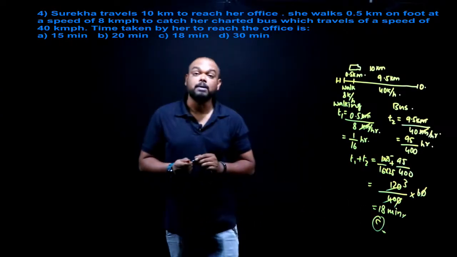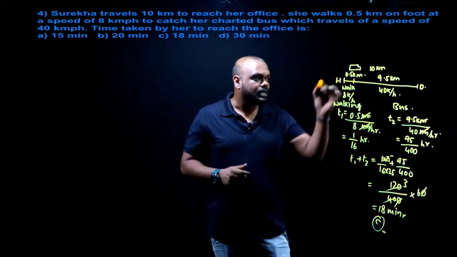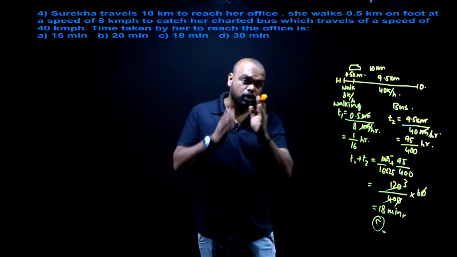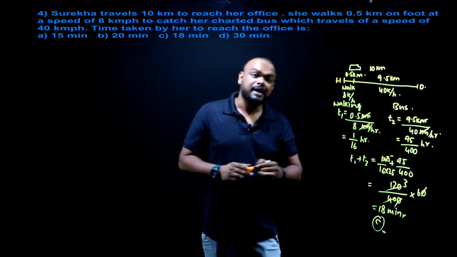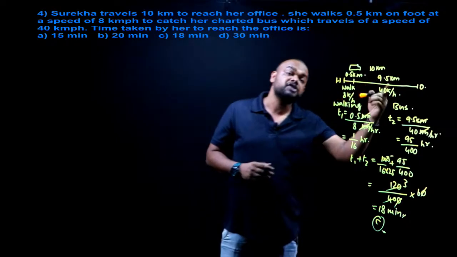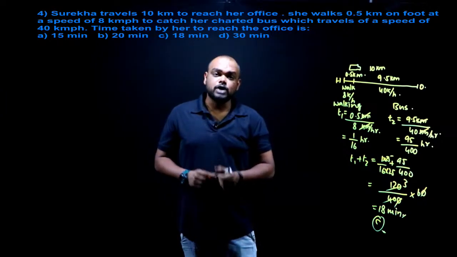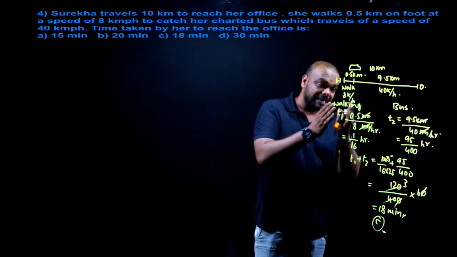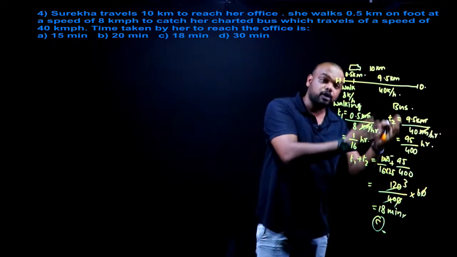I am repeating this problem one more time, guys. Totally 10 kilometers from house to office. First 0.5 kilometers she goes by walking. The remaining, 10 minus 0.5, that is 9.5 kilometers, she is going by bus. So how much time will she take to reach the office?